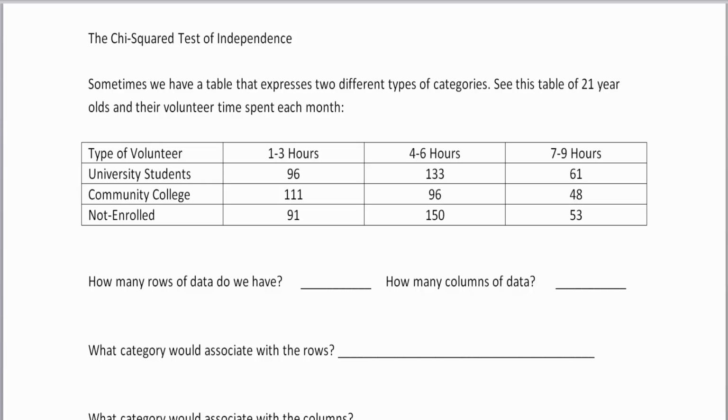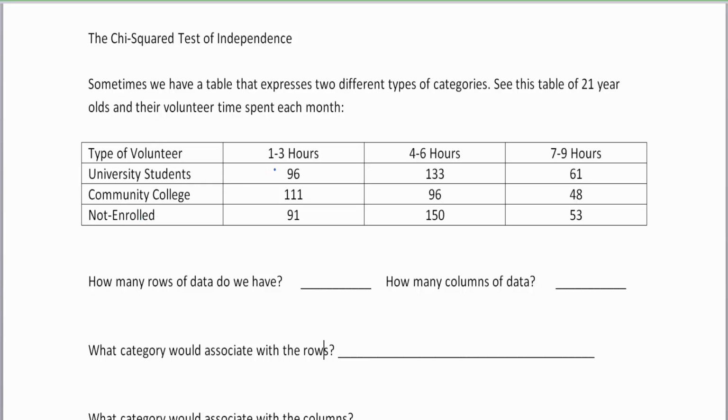Now, I have a table here that expresses 2 different types of categories. This table has 21-year-olds and how much volunteer time they spent each month. I broke my 21-year-olds into 3 categories, based on the type of schooling they were getting at that time. One type was students who went to a university, another type are students who went to a community college, and the last type are students who didn't go to either of those.